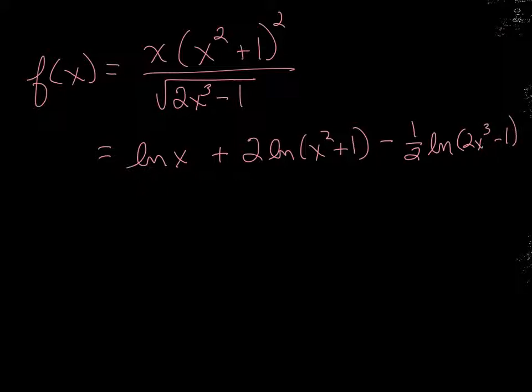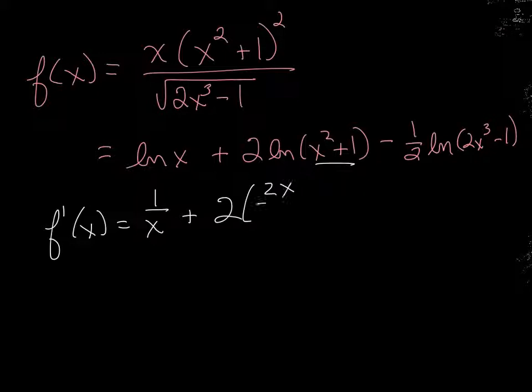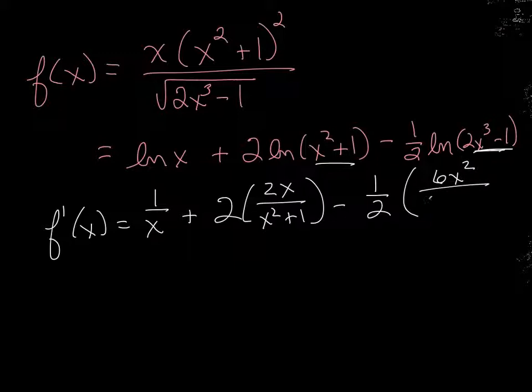Now this is in a form that it's going to be much easier for me to take the derivative. When we take the derivative, well, the derivative of the natural log of x is 1 over x, plus twice the derivative of u over u, which is x squared plus 1, minus 1/2. The derivative here is 6x squared over 2x cubed minus 1. And we don't want to leave it like that because that's an easy simplification.